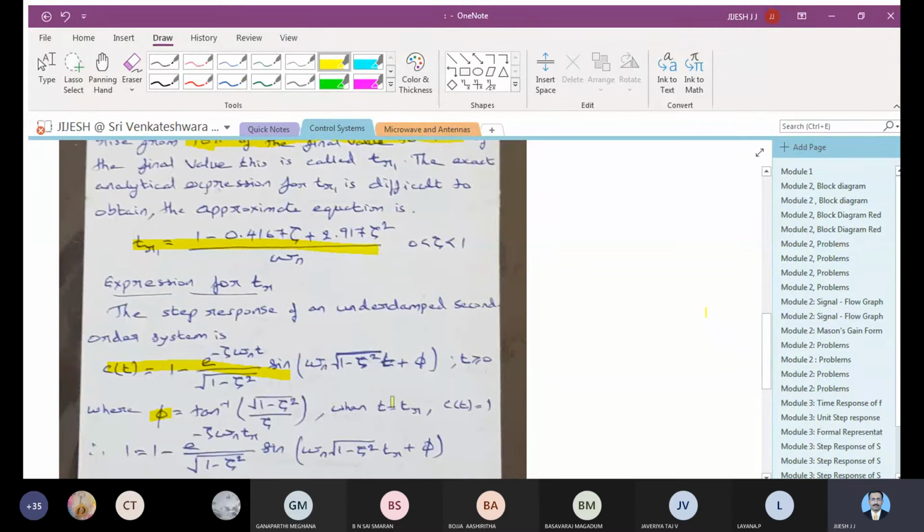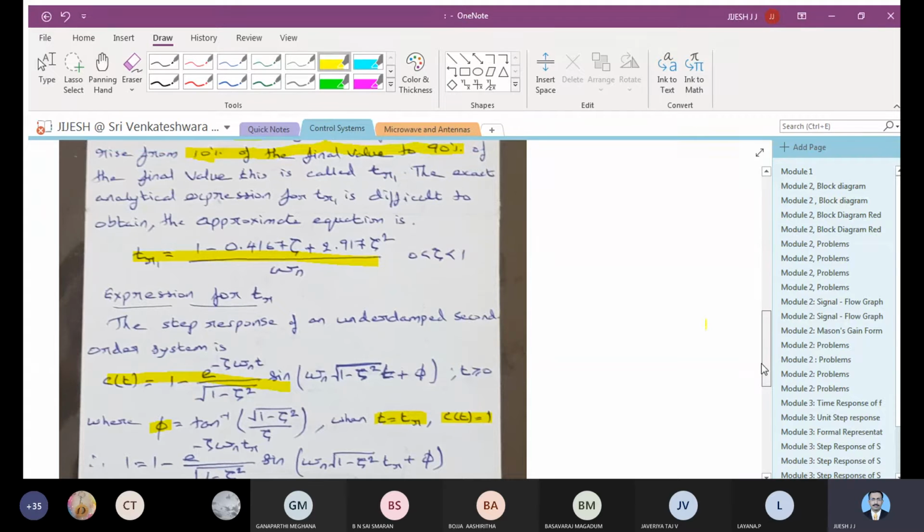So wherever t is there, you substitute as tr, you get this equation, and c of t is equal to 1. So substitute for c of t as 1. So I have put 1 is equal to 1 minus. I think you are still writing it down. You can just write down, then I will further explain it for you. So once you complete it, then you can just concentrate and understand these things. I'll explain it once again from the expression for tr. You can complete this.